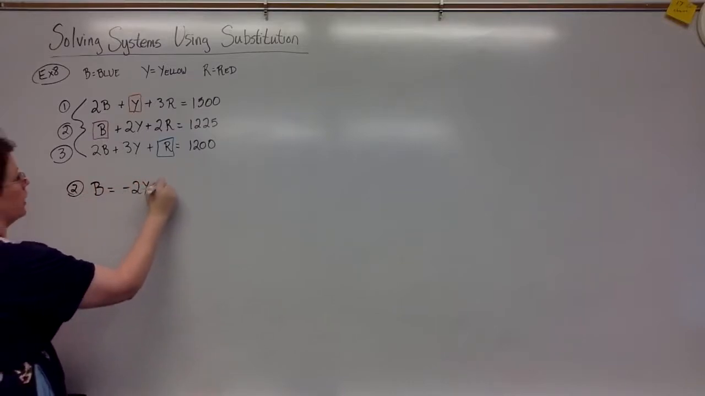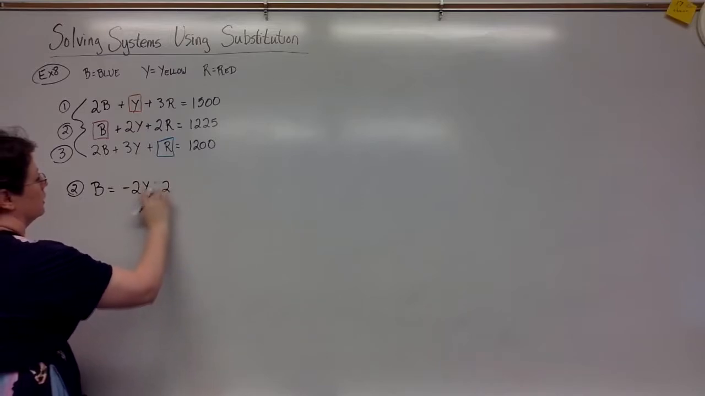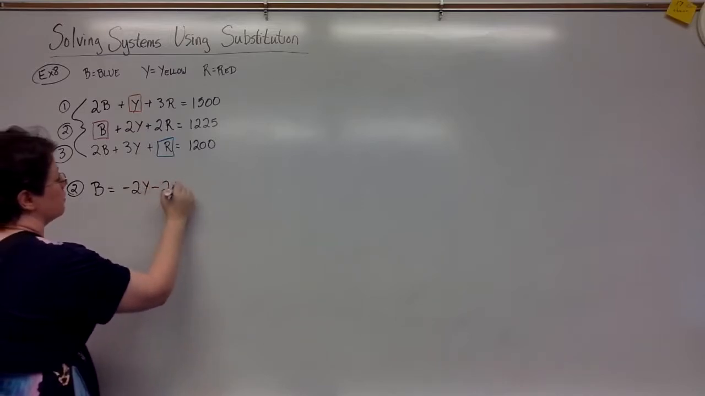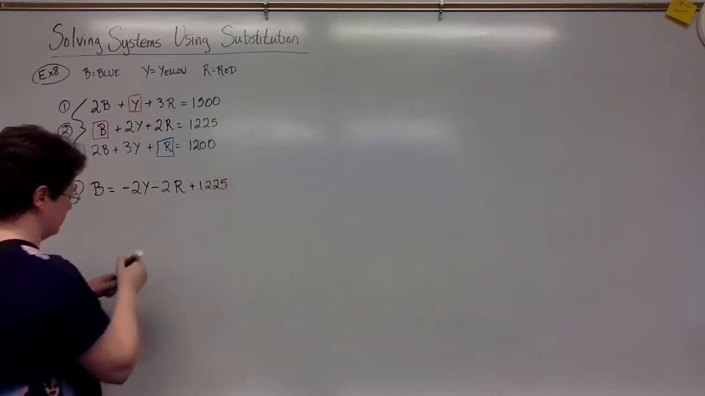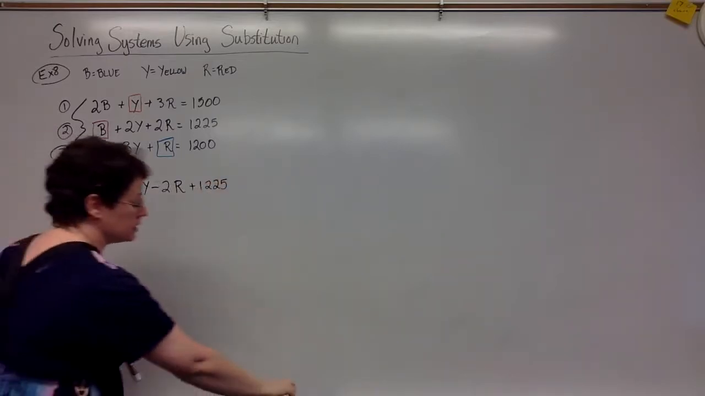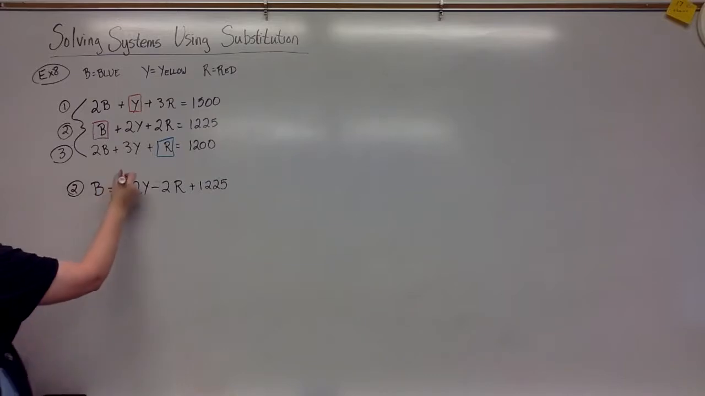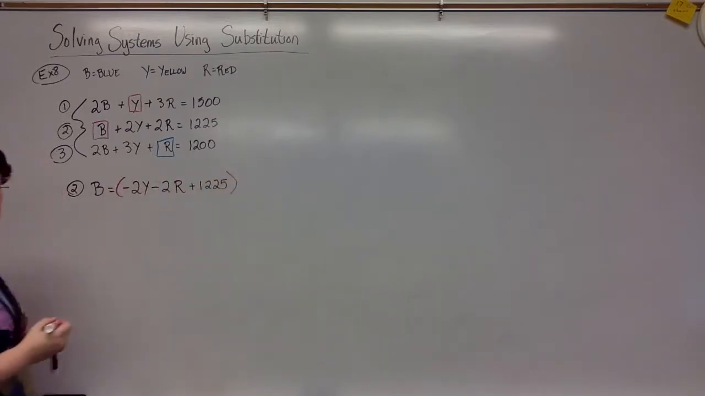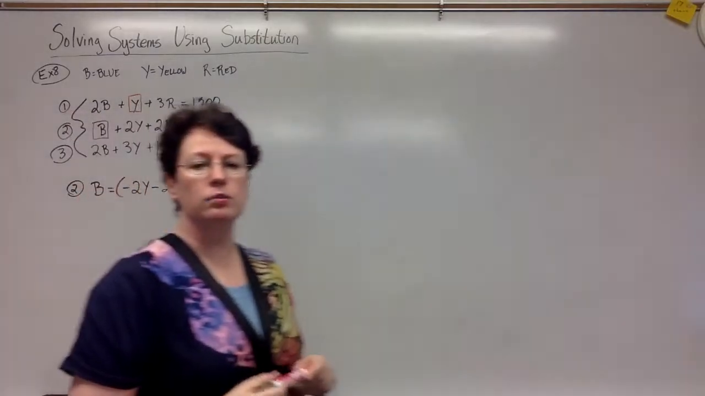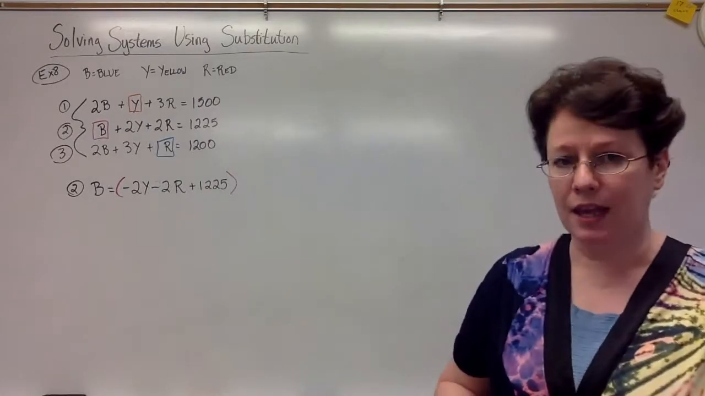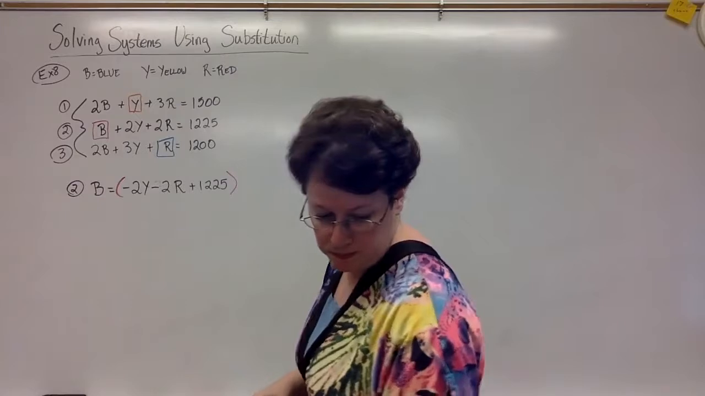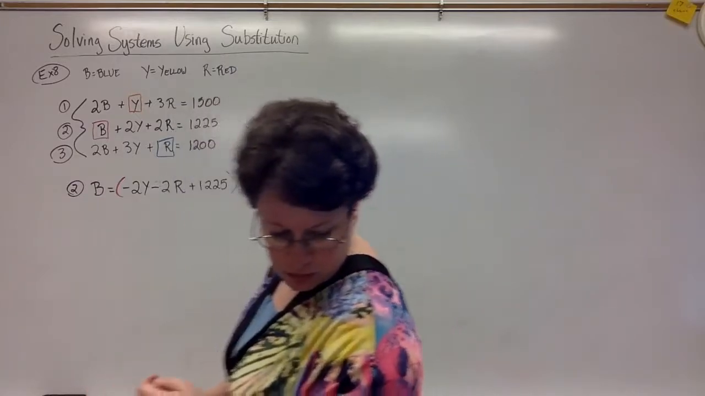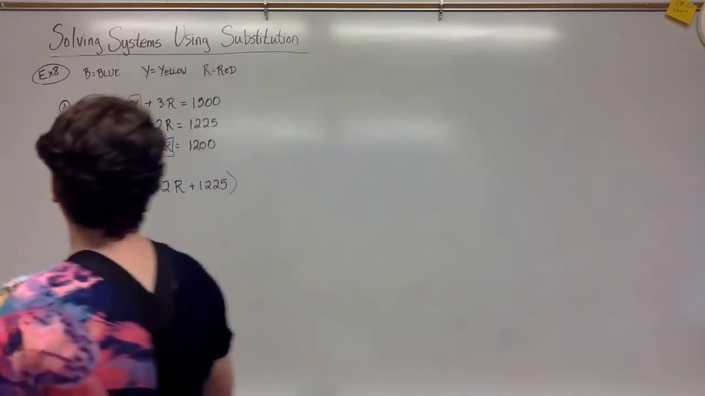So now I have 2y minus 2y minus 2r plus 1225. All right? That's my b equation. Okay, so now I'm going to take equation 1 and equation 3 and plug in and see if we can get rid of that b. Okay? So let's start with equation 1.